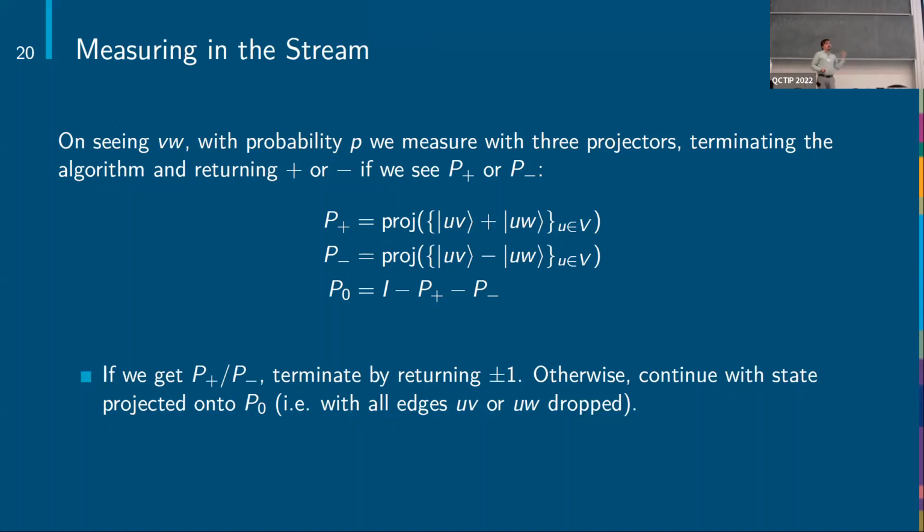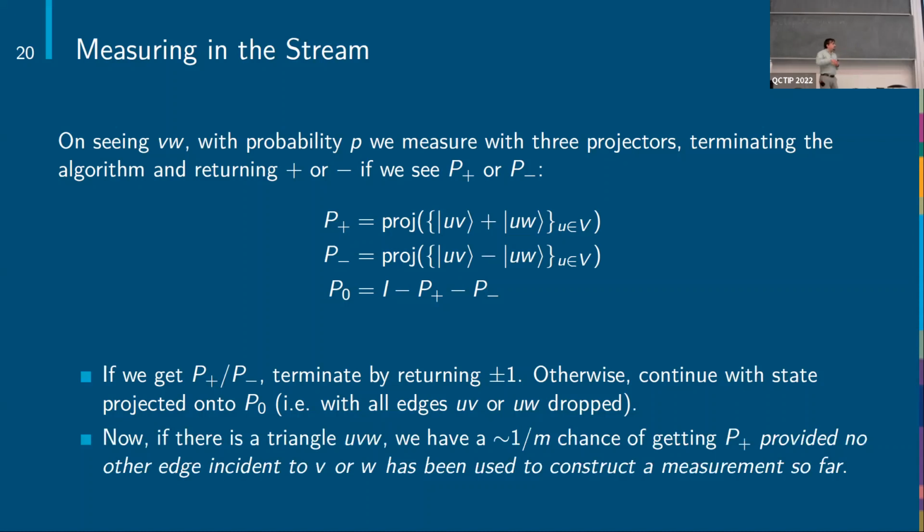If we keep on going, that means we've projected onto P0, because P0 was the result we got. Which means that in effect, whenever we measure, if we don't end our algorithm, we have deleted every edge incident to V or W from the superposition. So for every triangle UVW, if you measure with VW, where both of the edges UV and UW arrive before VW, you have a 1/m chance of getting P+, provided that none of the edges incident to V or W were removed from the superposition by another measurement. There was no intervening edge incident to V or W that was measured with and killed them.